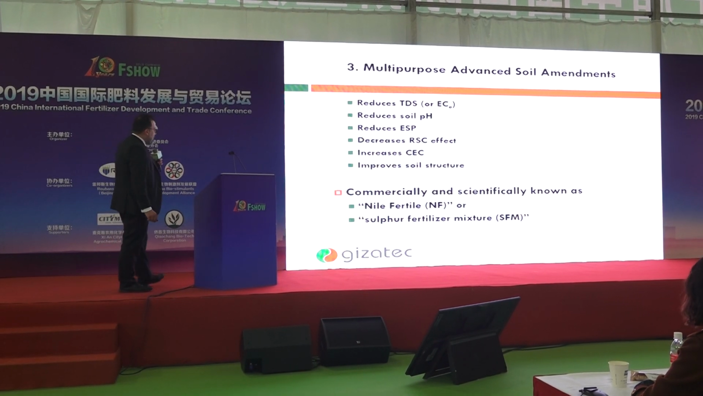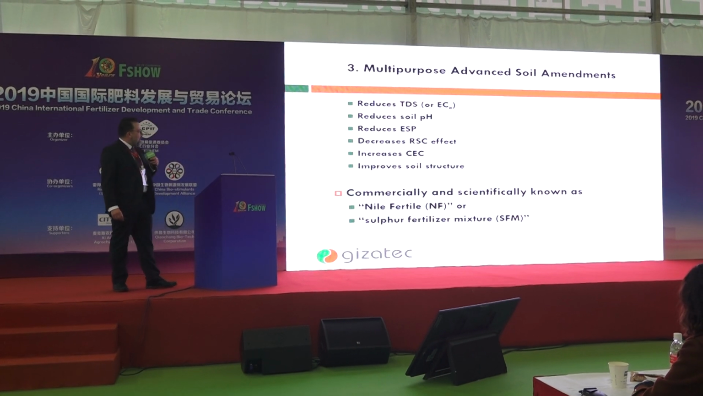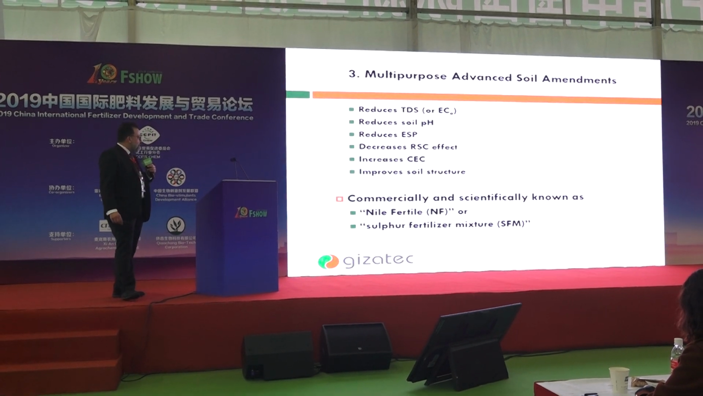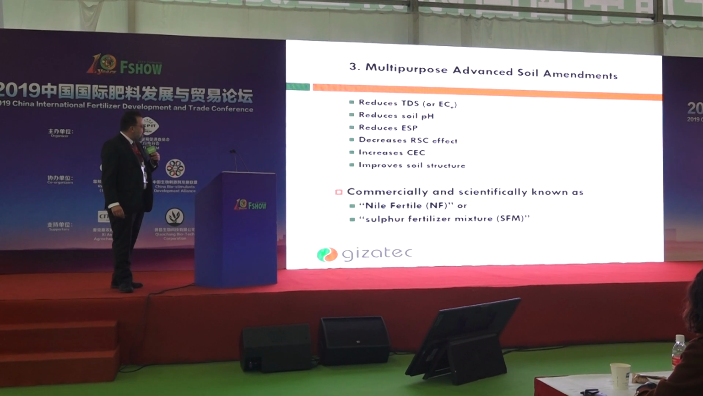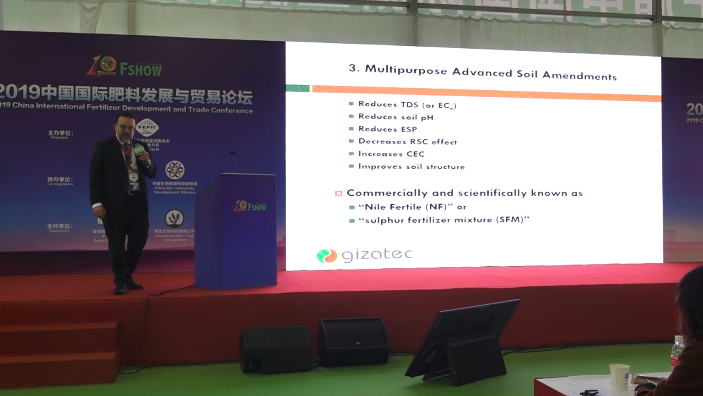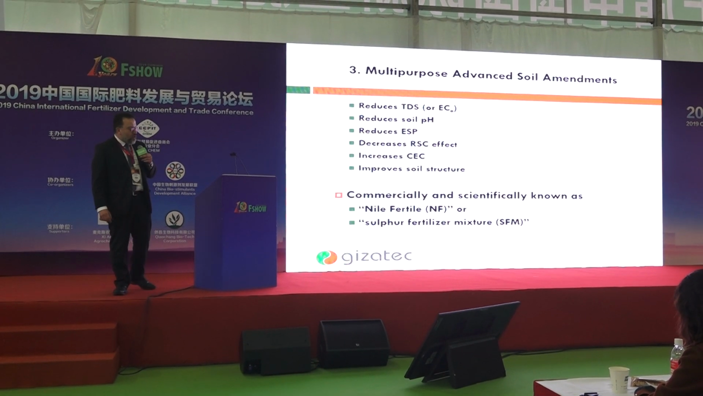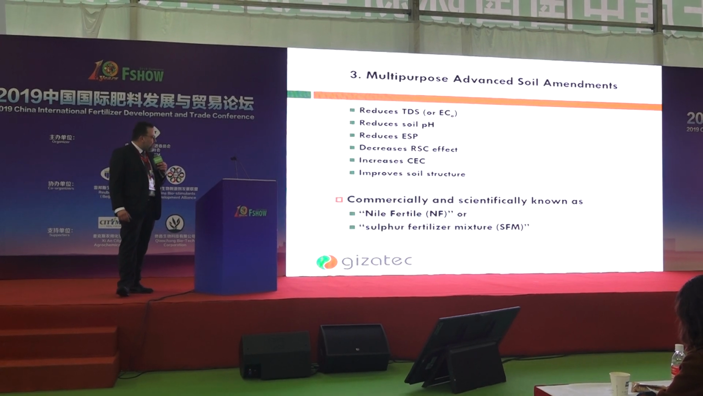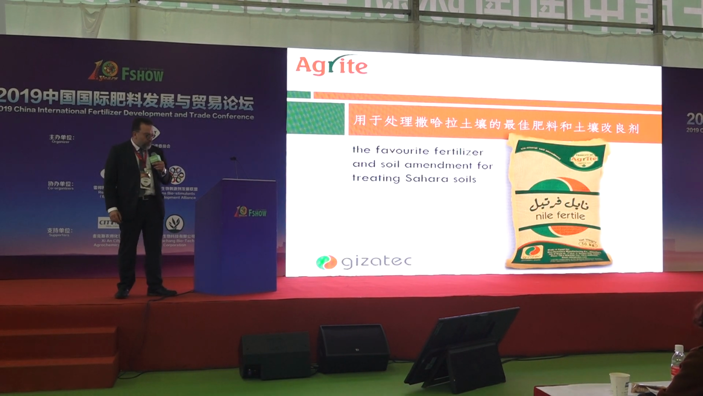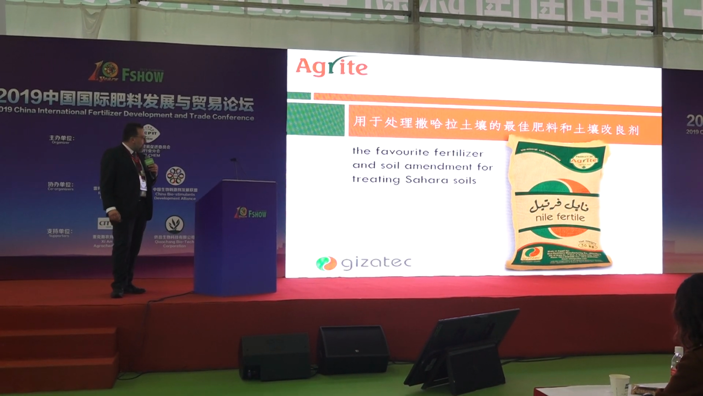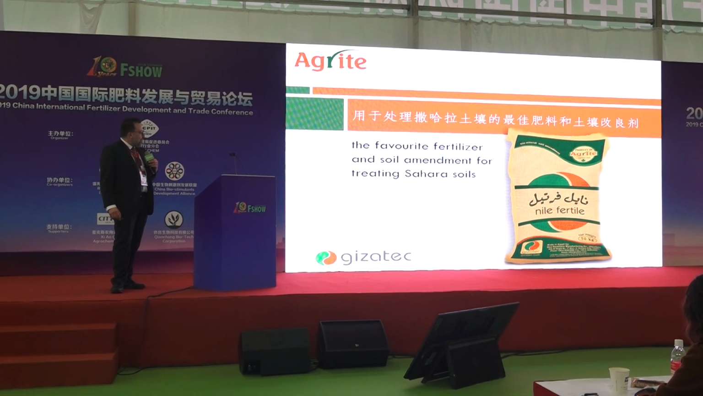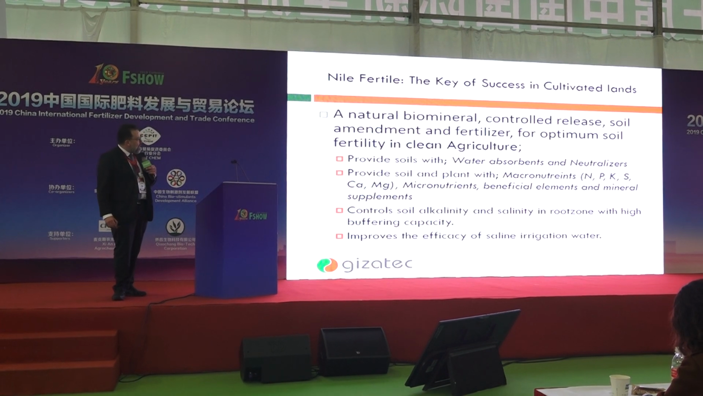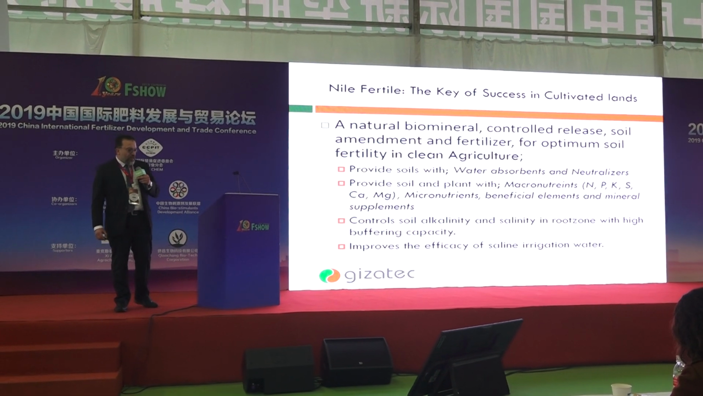Multipurpose advanced soil amendments, which reduce the TDS in the soil, the EC, reduce soil pH, reduce ESP, decrease the RSC effect, increase cation exchange capacity, and improve soil structure, are commercially and scientifically known as Nile Fertile or sulfur fertilizer mixture. This is how the product looks, the favorite fertilizer for soil amendments for treating Sahara soil. Nile Fertile, the key to success in cultivated lands.